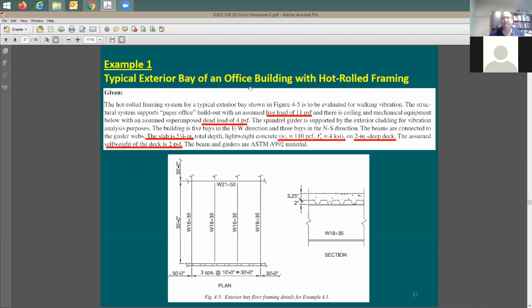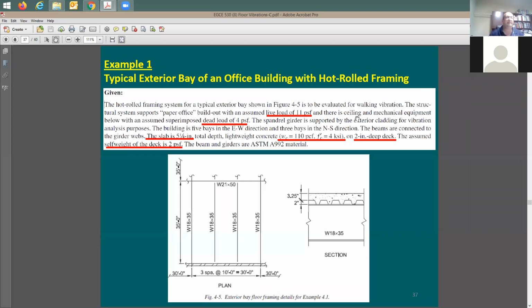So I'm looking here at this example. In this example, it says that this is going to be used for an office building. Structure system supports paper office built out. So we understand here how much beta factor we need to consider for it. It says here, you assume live load is 11 PSF. So the issue is you need to find out the vibration when you have a live load of 11 PSF. So on top of the dead load, you need to consider an additional 11 PSF. And with that, you can figure out the total weight applied as an effective weight.